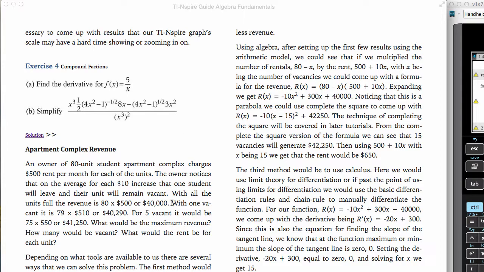There are several ways we can work this problem. We could just work it out by arithmetic, listing them all out and finding the highest point. The easiest way to work this problem is to try to come up with a formula: 80 minus x times 500 plus 10x. If we looked at several of these listed, we could see how this leads up to this formula. Then, in our future volumes when we're dealing with quadratics, we could complete the square and end up with the maximum revenue being $42,215 with 15 vacancies in the problem.